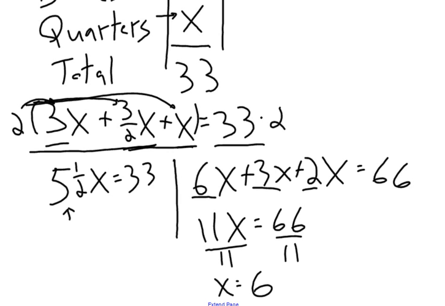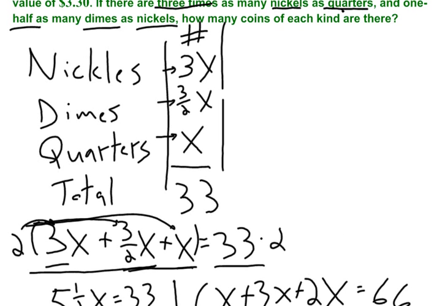We can then plug that in to our original information here and actually say, well then, this is 6. 3 times 6 is 18. And 3/2 of 6, 1/2 of 6 is 3. 3 times 3 is 9. And those do, in fact, add up to 33.